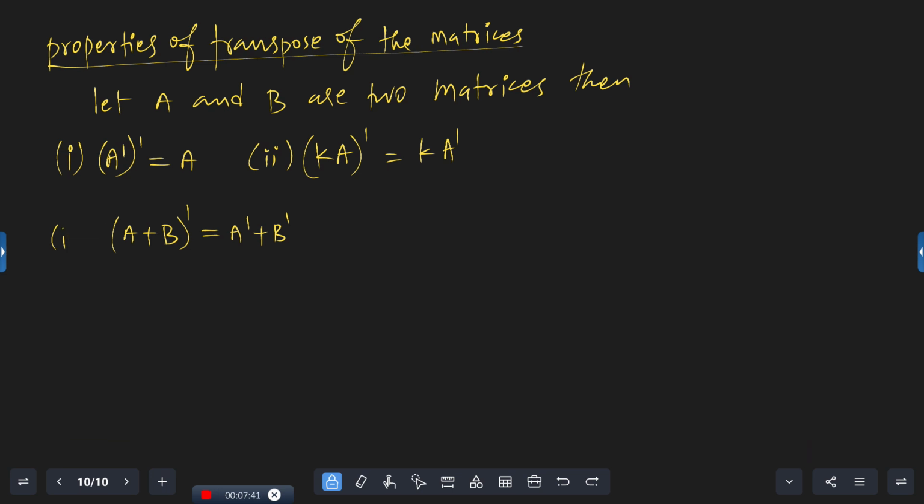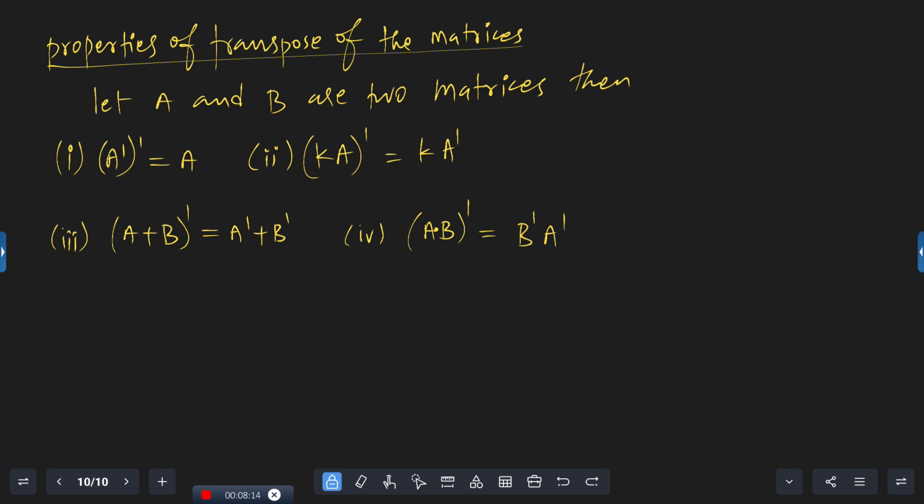Okay, sorry, this will be the third one. And in the same manner, the fourth one. The product AB: when you take the transpose, it interchanges the places, B dash A dash. See children, if you take the transpose as it is, A dash B dash, it is not necessarily equal. Understand? Don't forget. So when you take the product of matrices, we have to interchange them when we take the transpose.